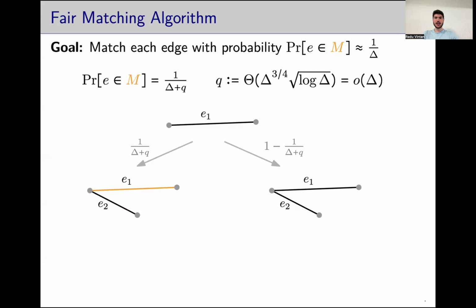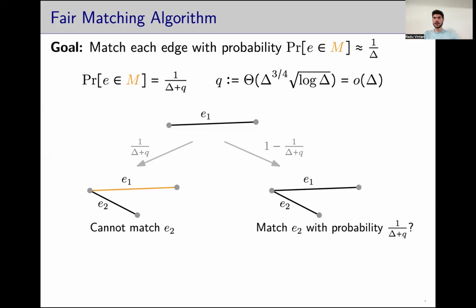Now let's say we get an edge E2. So here on the left, E2 will not be matchable because E1 was matched. So there's nothing to decide here. Now on the right side, there is a decision to be made. What probability should be used to match E2 here?